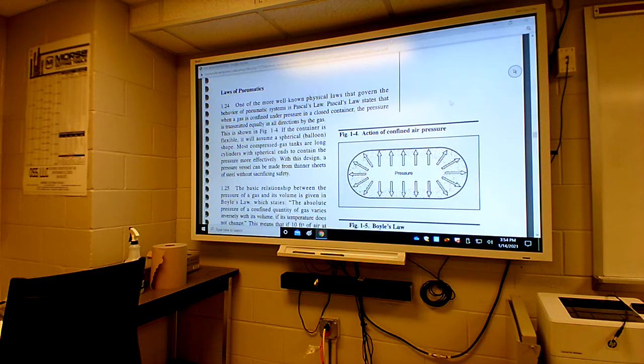We're going to look at something called Pascal's law. And what Pascal's law says, and he was one of these early guys that defined what we know today, you put it in words. It says that when a gas is confined under pressure, whether it's air or some other type of gas like argon, helium, or something used in the welding shop, but gases in general, the pressure within that vessel will be transmitted equally in all directions. That's Pascal's law.